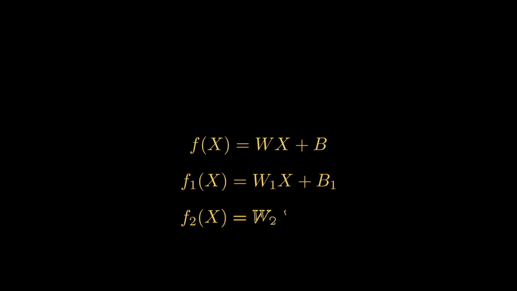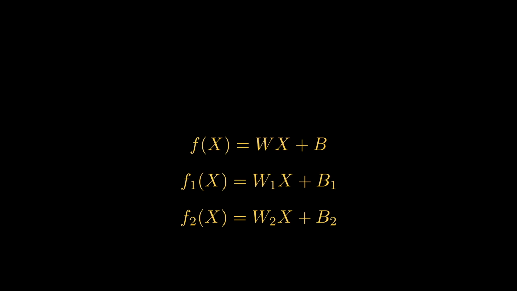Let's start by defining the layer function f. Function f takes input x, multiplies it by the weights matrix and adds a bias vector. For now, it does not have an activation function. So, the first layer multiplies input x by matrix w1 and adds a bias vector b1. Analogous behavior for layer 2.